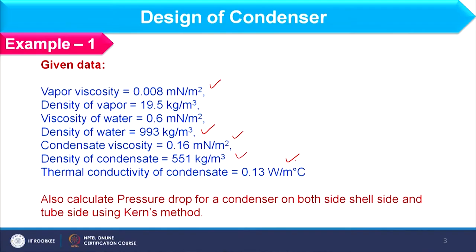As far as the design is concerned, you have to find the heat transfer coefficient in this condenser, and along with that you have to find the pressure drop in the shell side as well as in the tube side, and for that you should consider Kern's method, as it is shown over here. So this is basically example 1 for the design of a condenser, and let us start the solution of this problem. As far as shell and tube heat exchanger design is concerned, the first step is to find the heat duty. In a similar line here, in the design of the condenser, we first have to find the heat duty. And how can I find the heat duty?